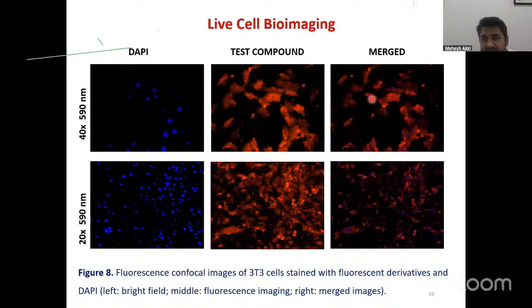Here the merged images show a partial overlap of the red probe with the blue nuclear stain, confirming that the molecule is capable of penetrating the nucleus. These findings indicate that the compound is cell permeable and can also reach nuclear DNA and may also engage with cytoplasmic RNA G-quadruplexes, supporting its utility as a probe for intracellular G-quadruplex visualization.